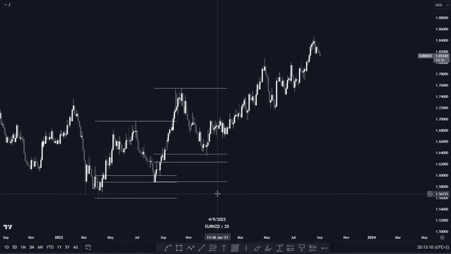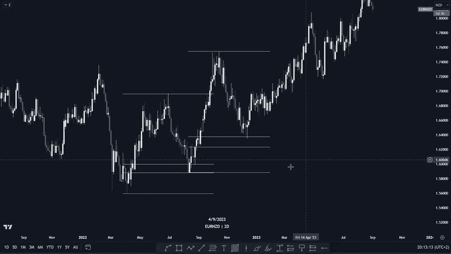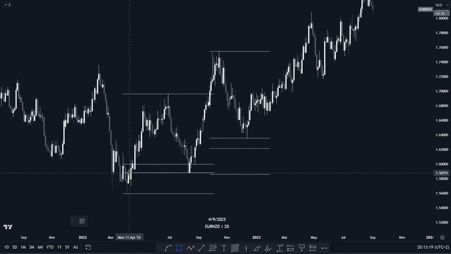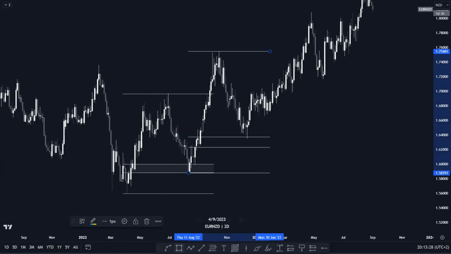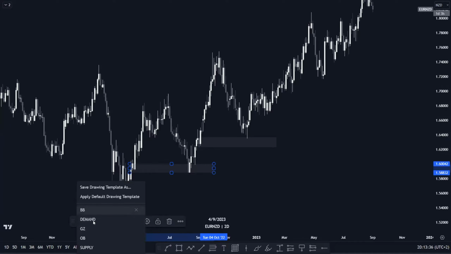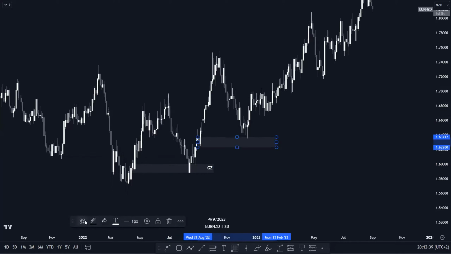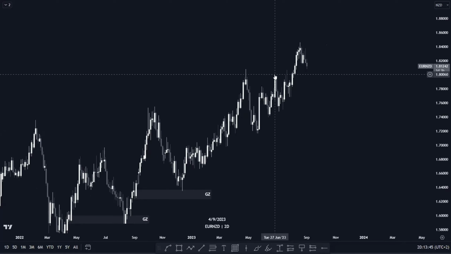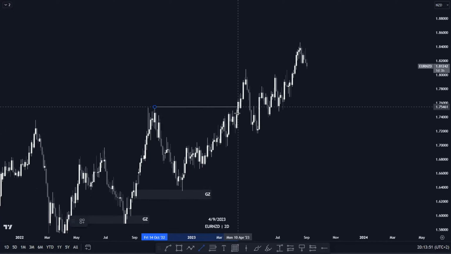Just some basic stuff. Let me just mark these out. Basically, that's our golden zone levels where price tapped us in and pushed to the upside. Now as you can see, price has been pushing to the upside, creating new higher highs and higher lows.